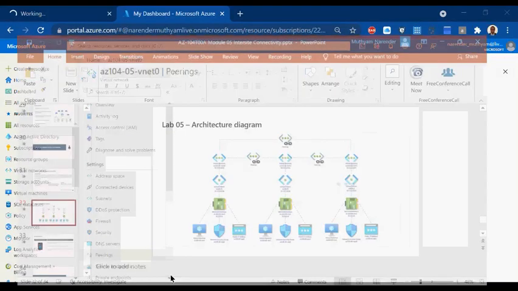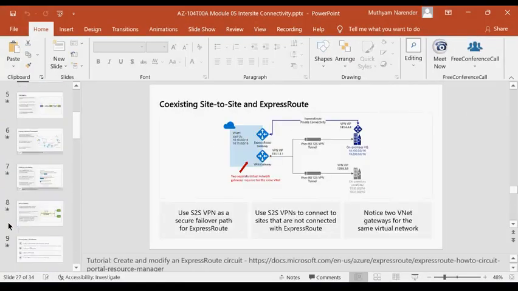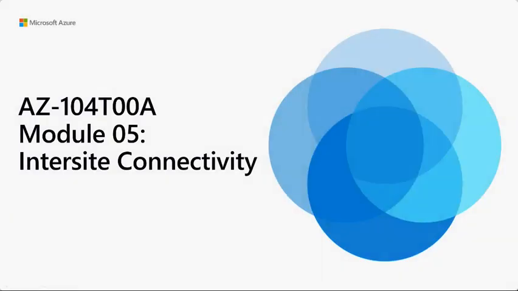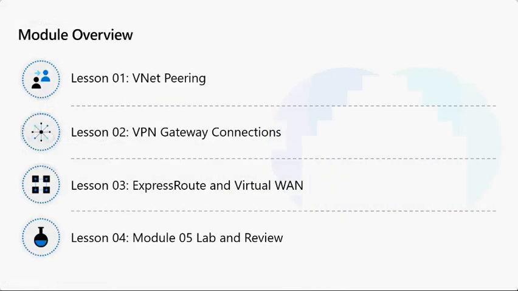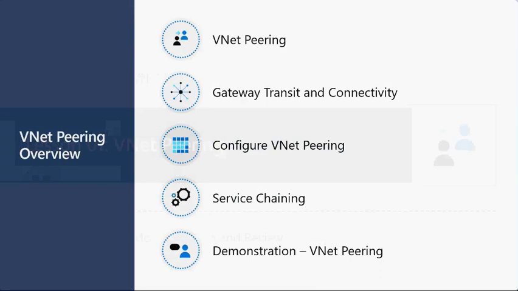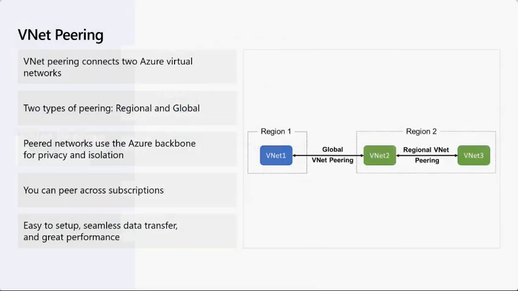So we are actually learning about connectivity. Connectivity means how we are going to connect virtual networks, and how connectivity actually takes place. All those things we're talking about. To talk about connectivity, we are beginning with peering here.